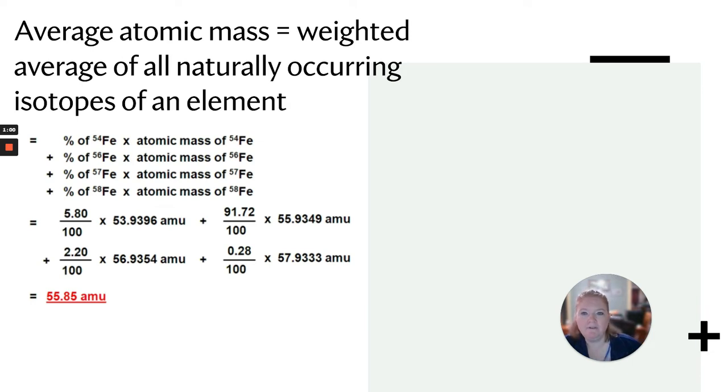All right, so average atomic mass is the weighted average of all the naturally occurring isotopes of an element. In order to calculate the average atomic mass, you need the percent abundance and you need the atomic mass for each isotope. To change a percent into a decimal, you divide it by 100. And then you're going to multiply it by the atomic mass. And then you see all these plus signs. You're going to add them up.